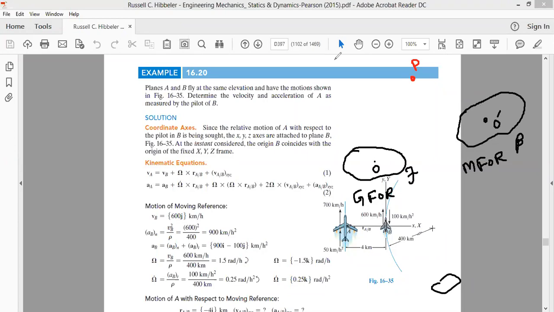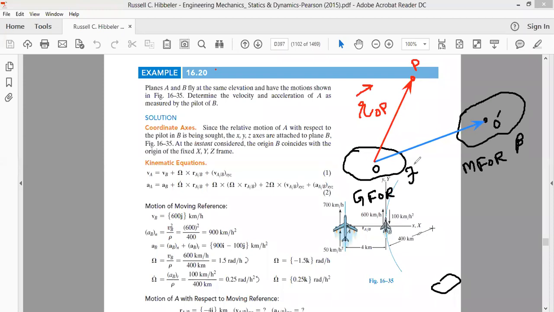So let's draw the vectors. Let me draw the vector from the ground frame of reference to P. This is the position vector drawn from the origin of the ground frame of reference to point P, R O P. This is our vector. Let's draw one more vector, and this vector we draw from O to O dash.